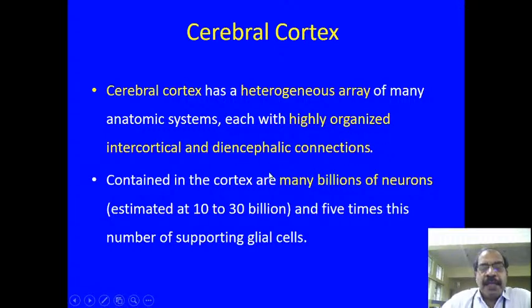And there are a large number of neurons, so many billions of neurons in the cortex if you count the neurons all over the brain. And besides the neurons in the cortex, there are various other supporting cells, what are called glial cells.